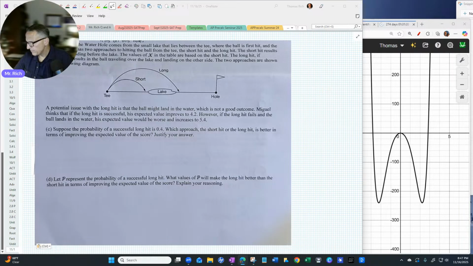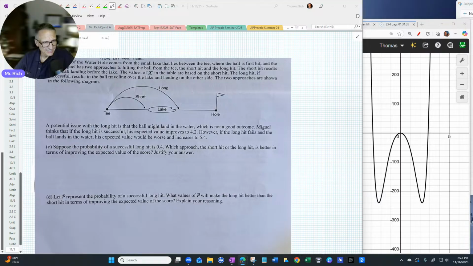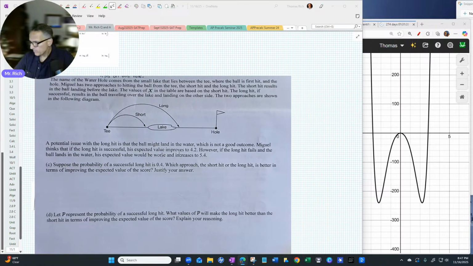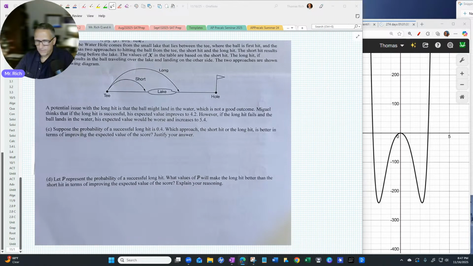Because it's talking about values of X. I feel like I've seen this problem before. I'm looking at parts C and D. Can you send me over the other parts that I'm missing? All right, I'll hang tight here and keep my eyes peeled, because I don't. Well, I'll keep reading this.